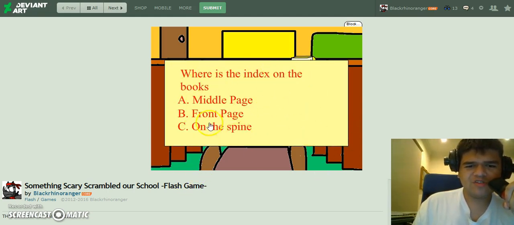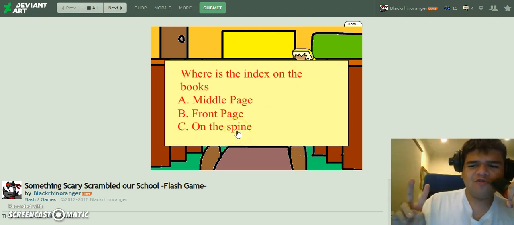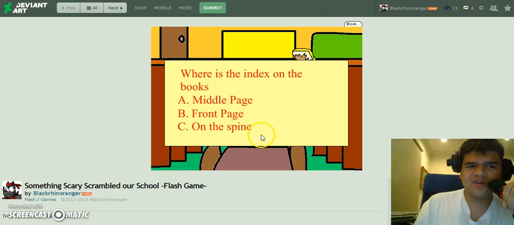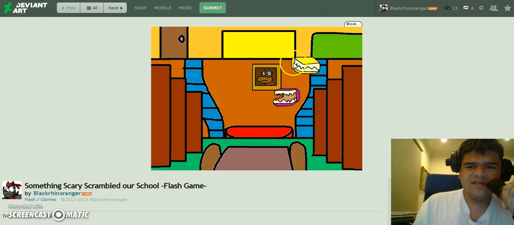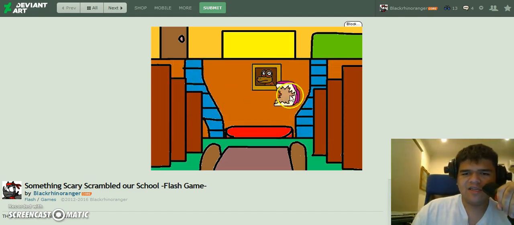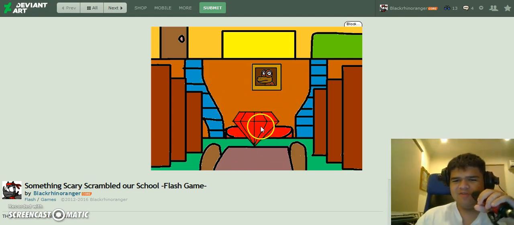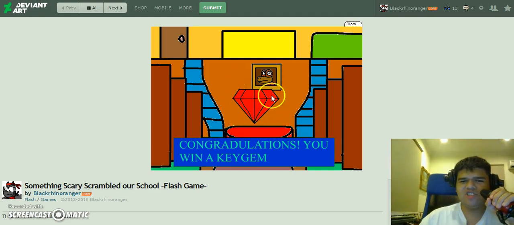Where is the index in books, on the spine or on the middle part? I kept forgetting if this was the right question or not. But if I answer this one, usually the fourth or fifth answer, I do something a little bit comedic, like this. I click on the spine. He gets a cab and he leaves instead of transforming back into a regular book. See the reference numbers, odd numbers, easy numbers, and this one. He commits suicide. Oh, and once you answer all 5 questions, you get a key gem.